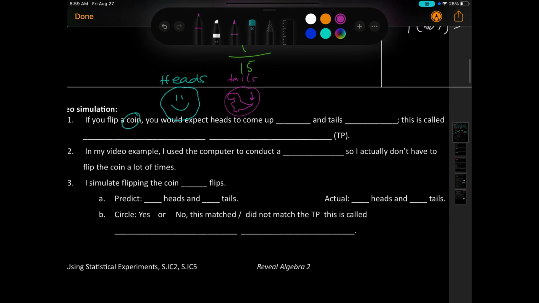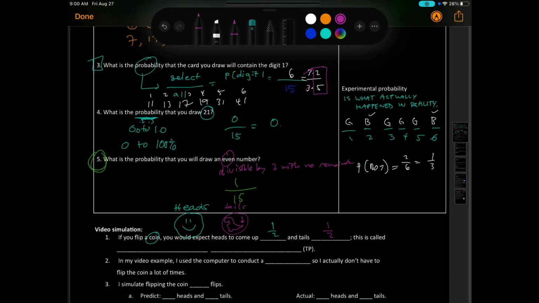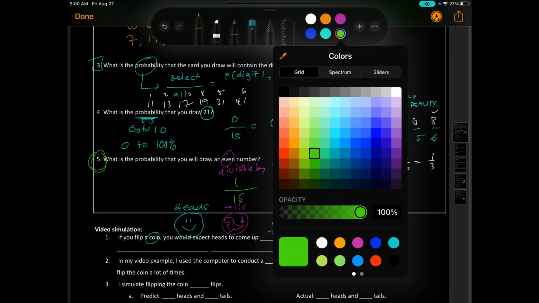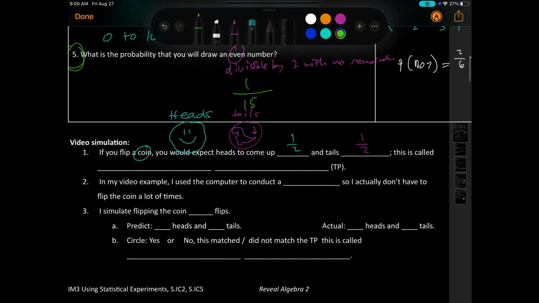And you would expect heads to come up 1/2 of the time. Whoops, we did heads in light blue. And then tails would come up 1/2 of the time. And the word expect comes back in green, so let's write that in green from above. This is called our theoretical probability, like our TP.